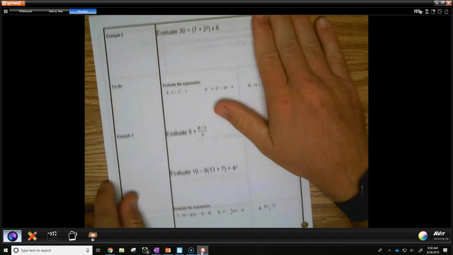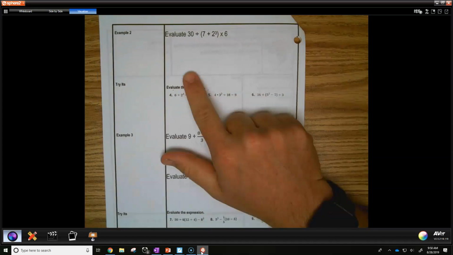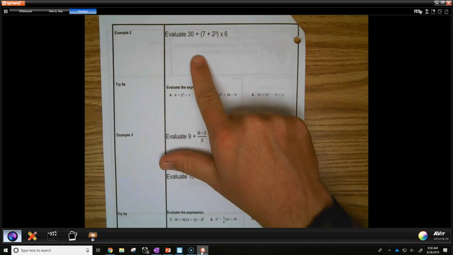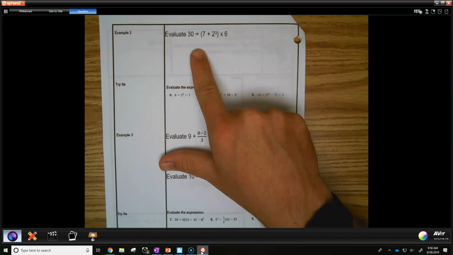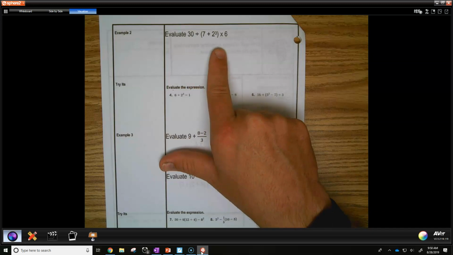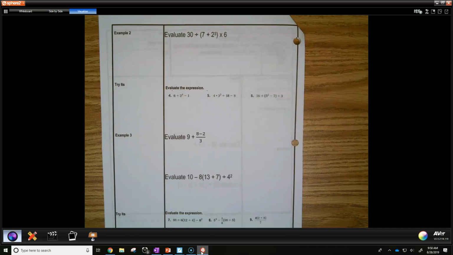Alright, number 2. Evaluate 30 divided by... Oops, I'm sorry. 30 divided by parentheses 7 plus 2 to the third parentheses times 6. What's different in this one?